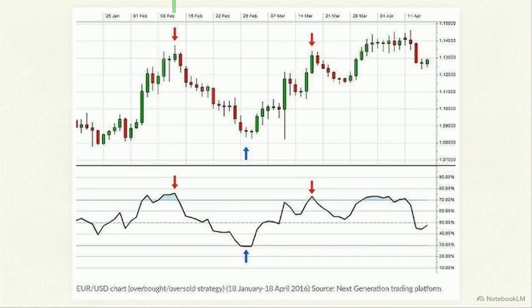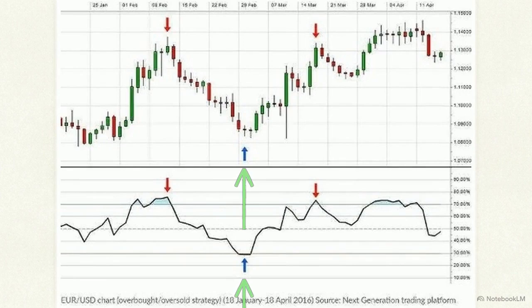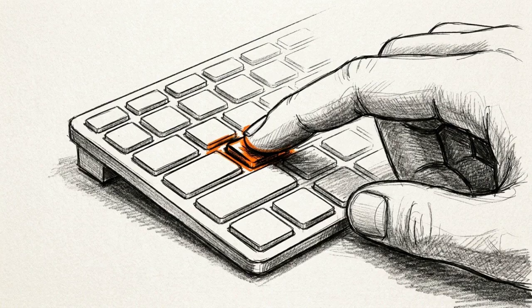For a sell signal, red arrows show a price peak exactly as RSI peaks above 70. Conversely, blue arrows show a price valley precisely as RSI dips below 30. Requiring both indicators to agree acts as a strict security checkpoint. If the band is touched but the RSI isn't in an extreme zone, you skip the trade.